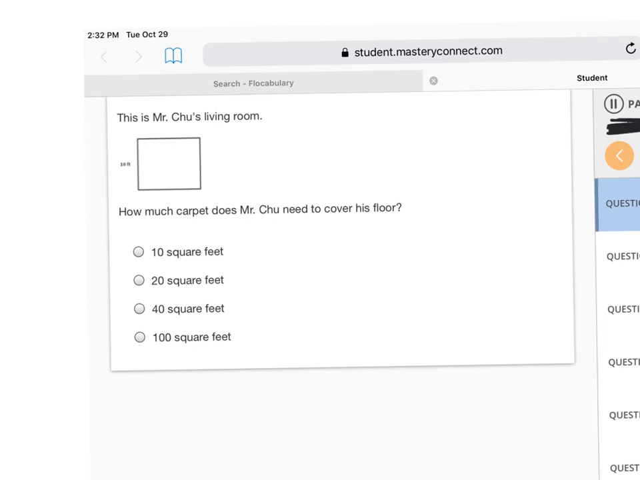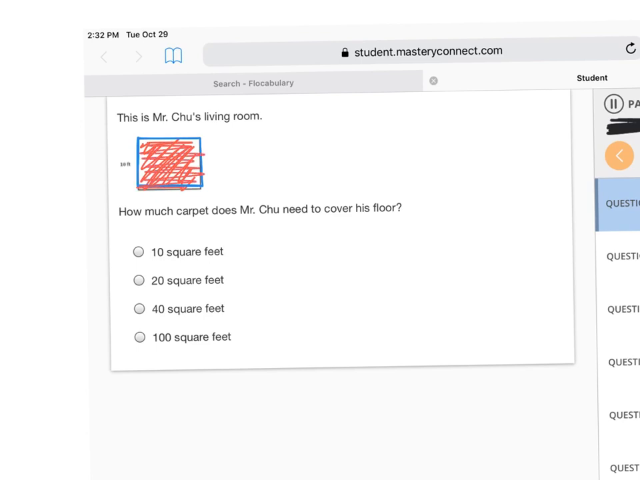Alright, this is Mr. Chu's living room. It says that one side is 10 feet. How much carpet does Mr. Chu need to cover his floor? So, to cover the entire floor, we're talking about finding the area of a shape, because that would be the inside of this square. The perimeter would only follow the outside, so we don't want to just put carpet on the outside of our floor. We want to cover the middle, so that we need to find area.